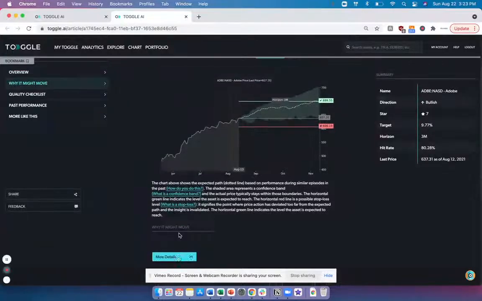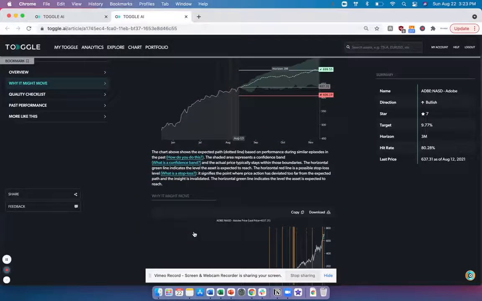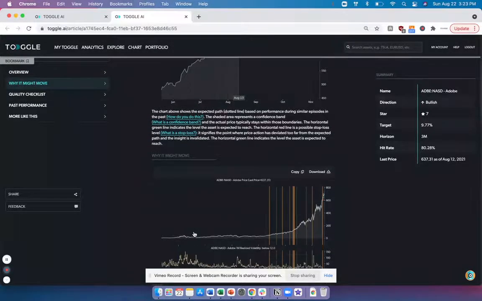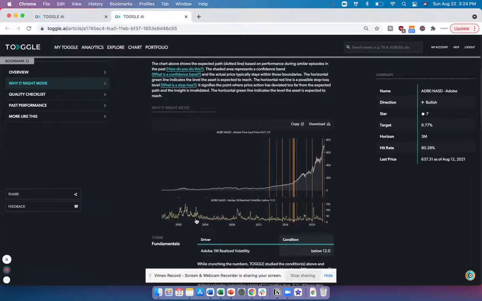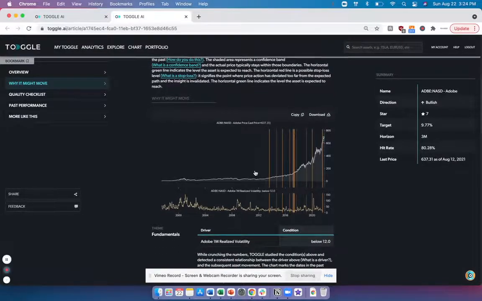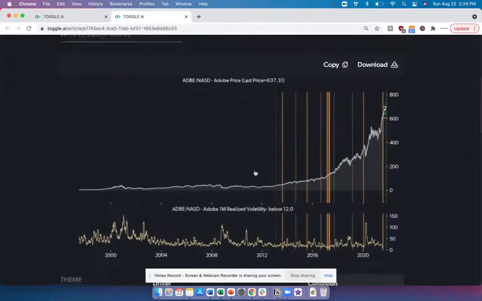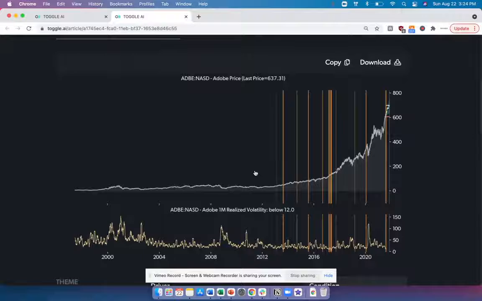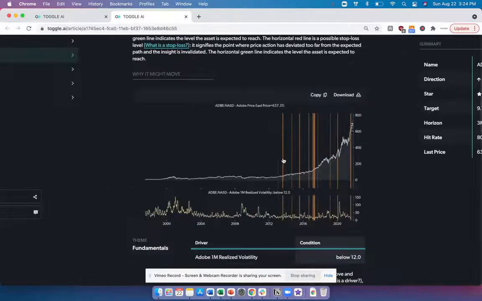Scrolling down, in the more details section is where you can find the Why It Might Move graph. The graph highlights the past episodes Toggle was analyzing in order to generate the projection we discussed. When and where did Adobe's 1 month realized volatility hit a low, and what happened after that?